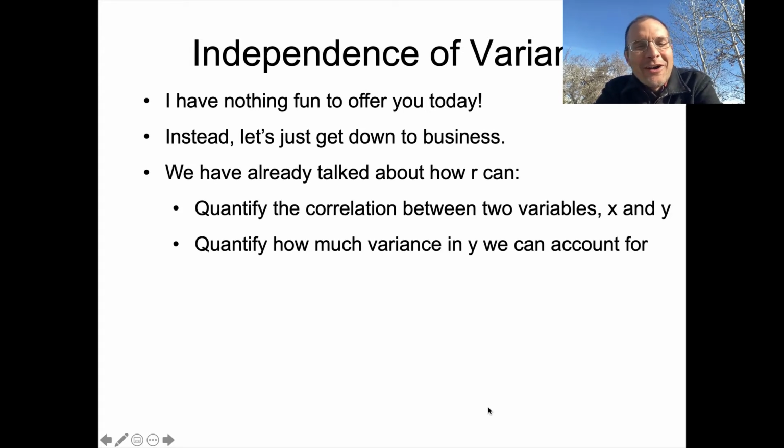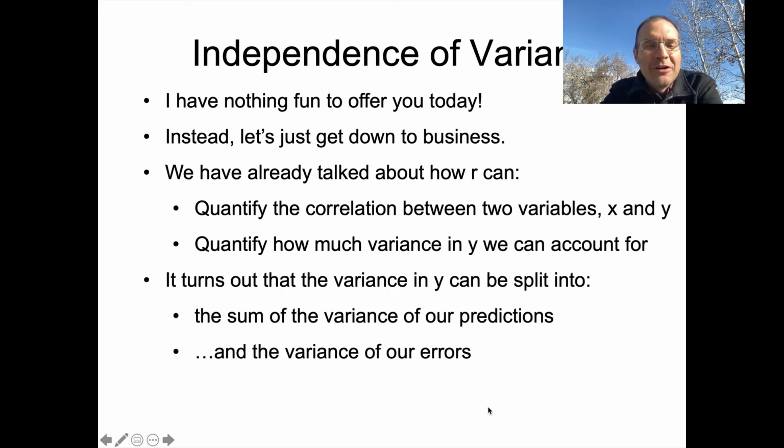We've already talked about how R can quantify the correlation between two variables, X and Y. We've also said that R can quantify how much variance in Y we can account for. I haven't really derived that explicitly, but I'm going to walk into that in a slightly different way at the beginning of this lecture, based on something we've seen before in our mathematical wanderings. I'm going to try to make this lecture not as math heavy as the previous ones, but there will still be a bit of math to walk through. The majority of it I'm going to push back to the end of the lecture, in some additional notes that you can look through yourself if you're curious.